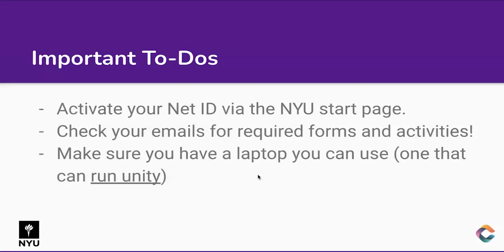Important to-dos. You will need to activate your net ID via the NYU start page. We use NYU resources throughout the program, so you're going to need your NYU email. You're going to need access to Brightspace, which is the workshop website we use to give you assignments and to have submitted work. You need to check your emails for required forms and activities.